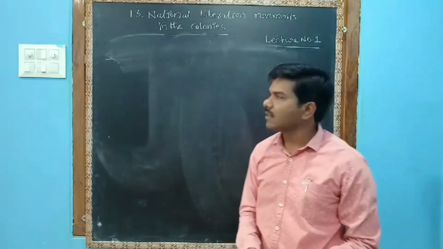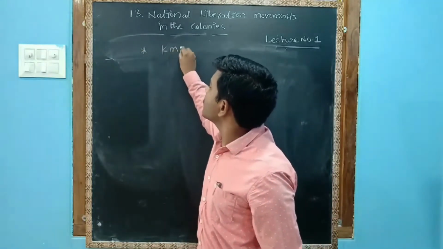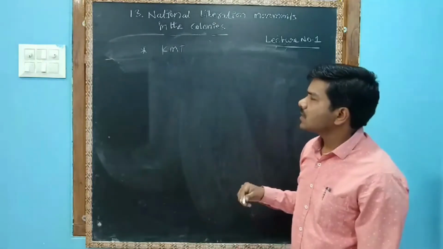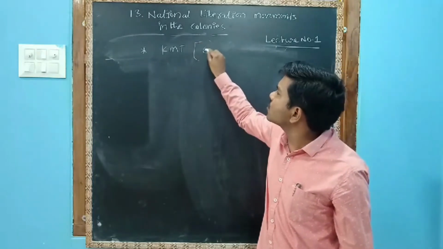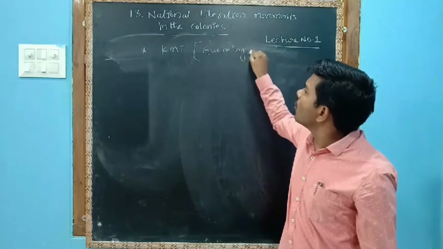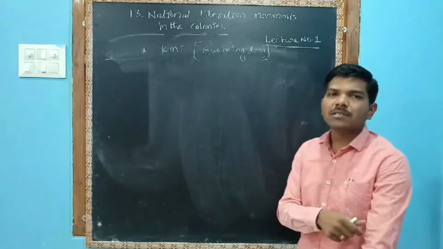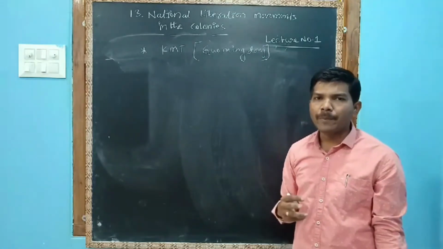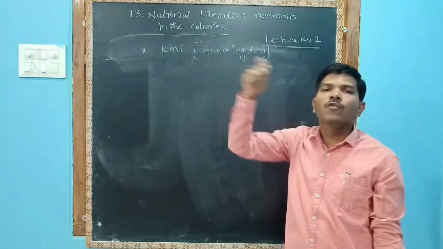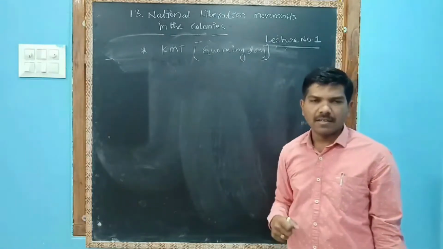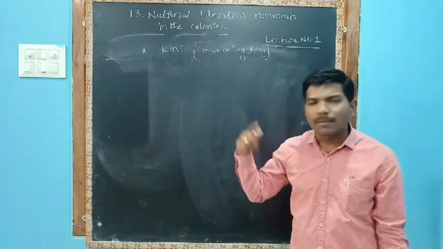After the death of Sun Yat-sen, the KMD, Sun Yat-sen's party, is the Chinese party name. KMD is also called the Guomindang Party. This party is also called the National People's Party, or National People's Republic Party. This Guomindang Party, KMD Party, was set up by Mr. Sun Yat-sen.